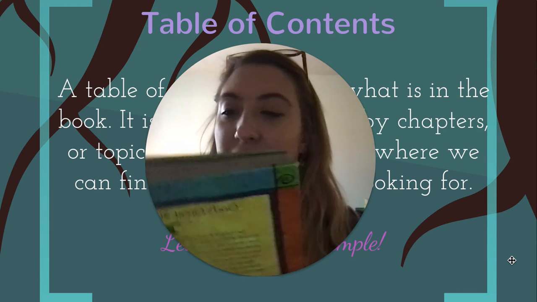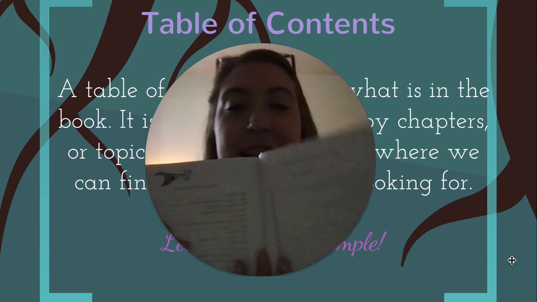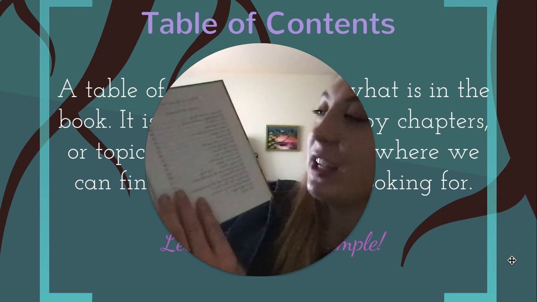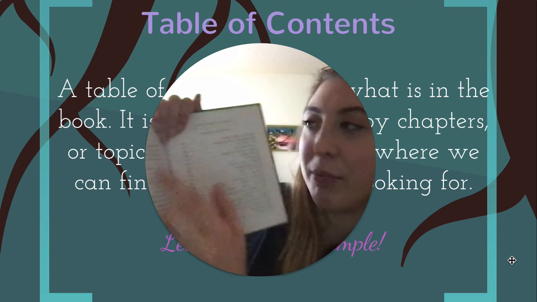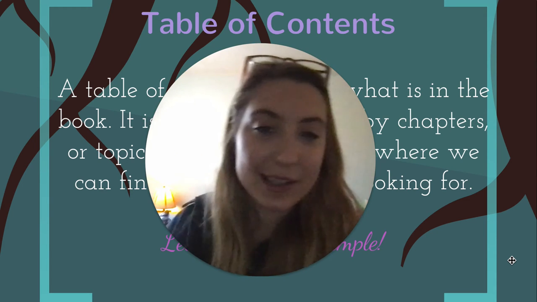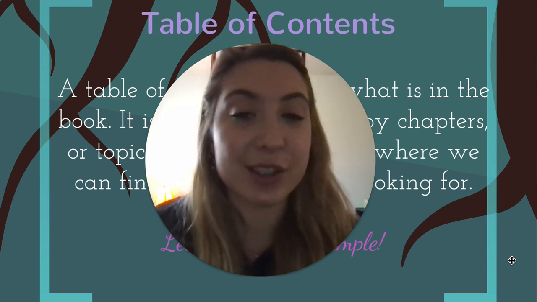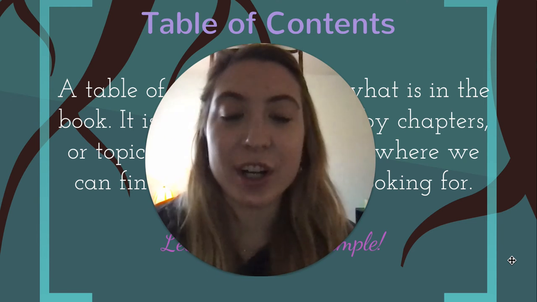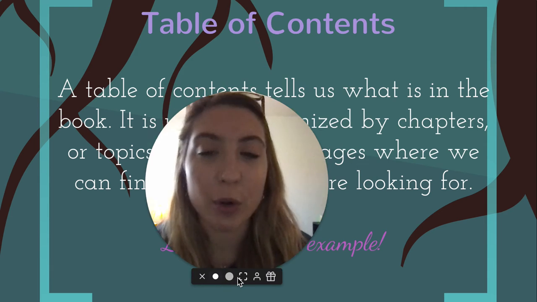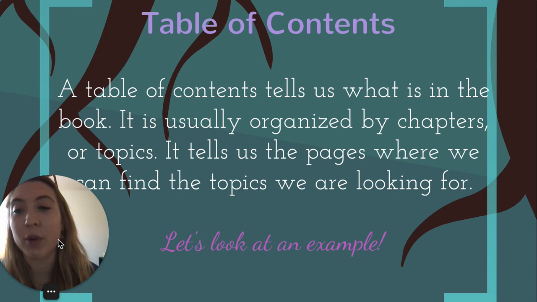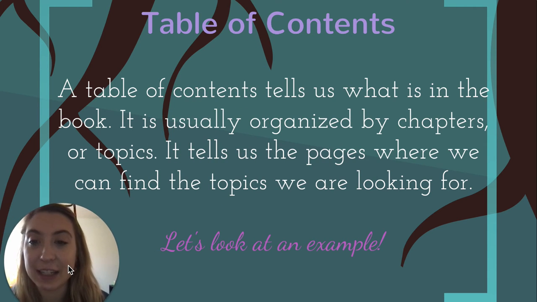And then over here we have our table of contents. Our table of contents has the subject, and then if we go over it has the page number. So it helps us know what is going to be in our books. So we're going to go over text features of books that will help us know what the book is about before we even read it. We can have an idea.